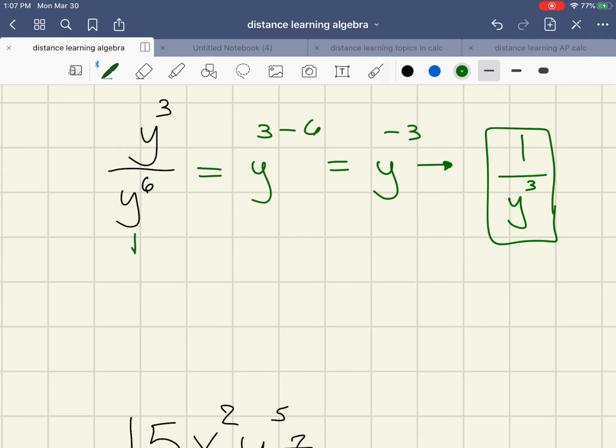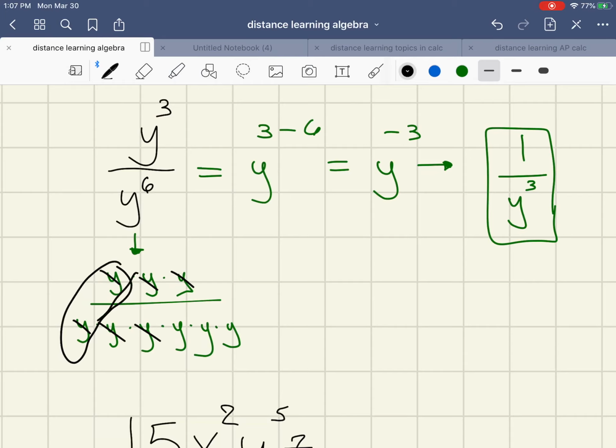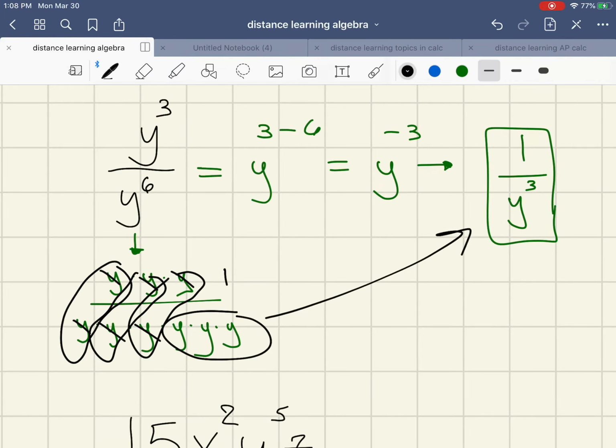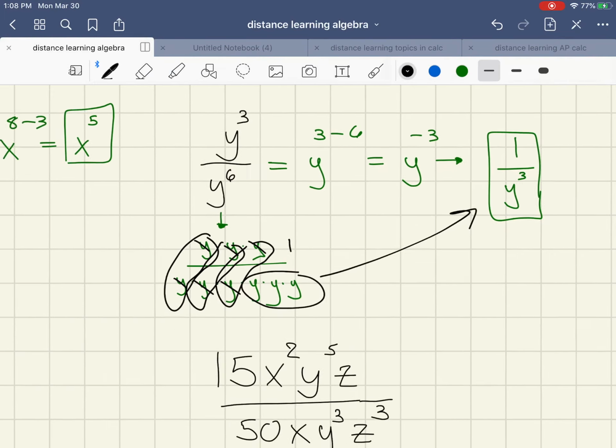Another way to look at this, though, I'm going to do the other one as well. Y to the 3rd over y to the 6th could also be written like this: 1, 2, 3, 4, 5, 6. And then there are 1, 2, 3 y's on top, canceling 3 y's on the bottom. Essentially, each of those is equal to 1, leaving a 1 up top and 3 y's on the bottom. That's another way to look at that final answer.